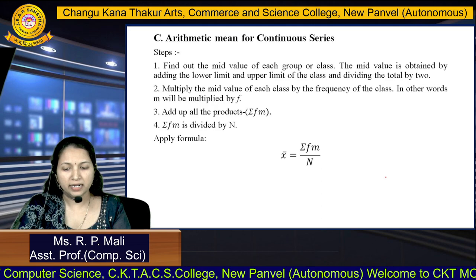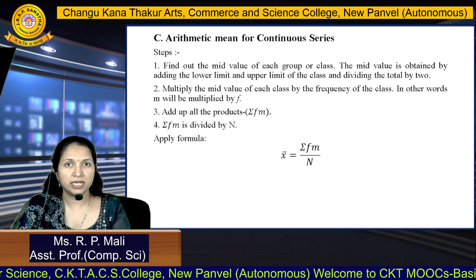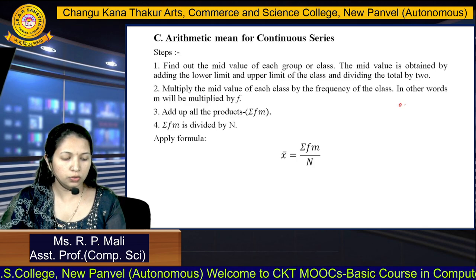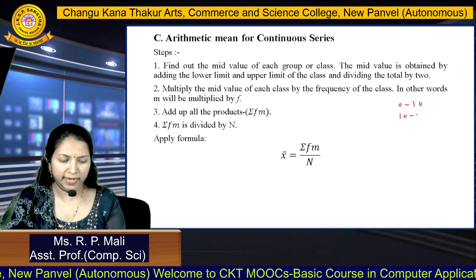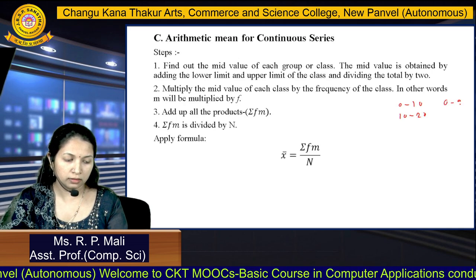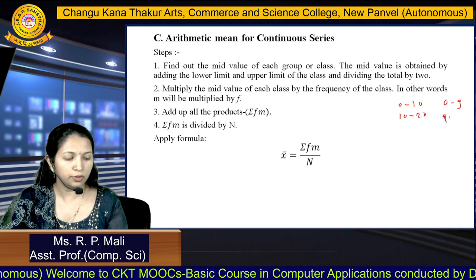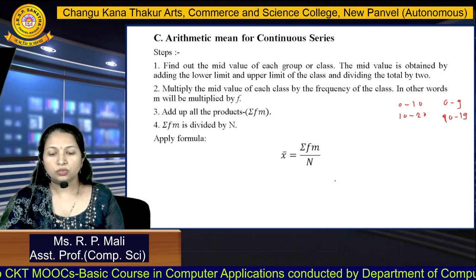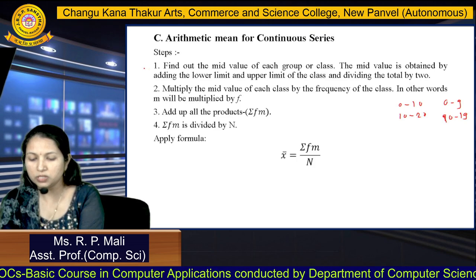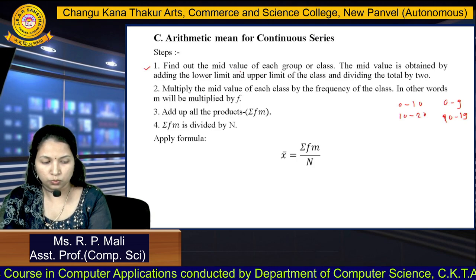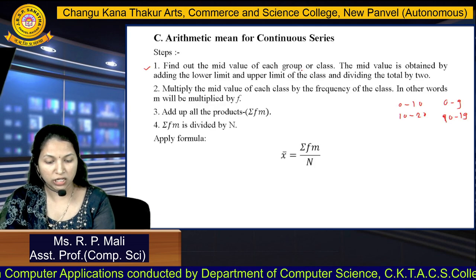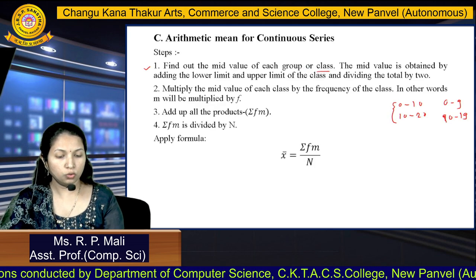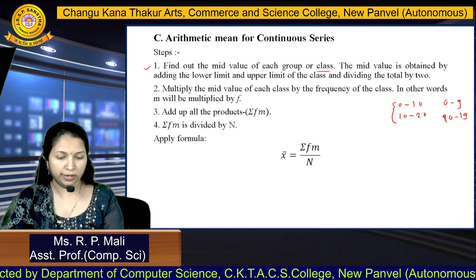Now in a continuous series, your data is represented in classes, for example 0 to 10, 10 to 20, or you can say 0 to 9, 10 to 19, likewise, and the frequency will be given. So for the continuous series, your first step is what? Find the mid value. We're going to find the mid value of each group or class. We're going to find the midpoint for each class.